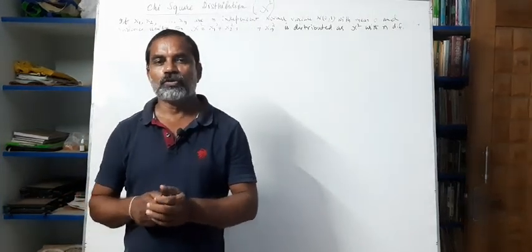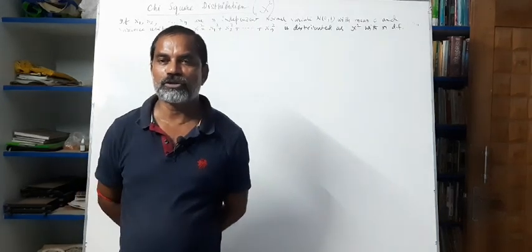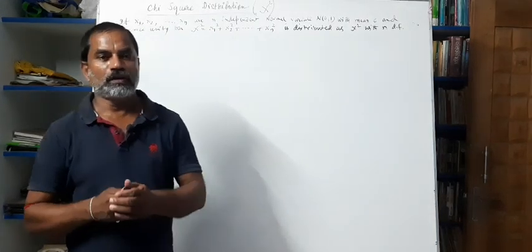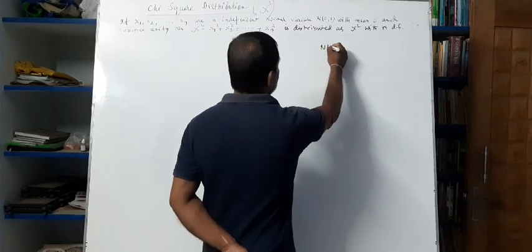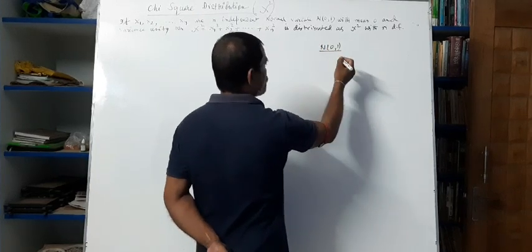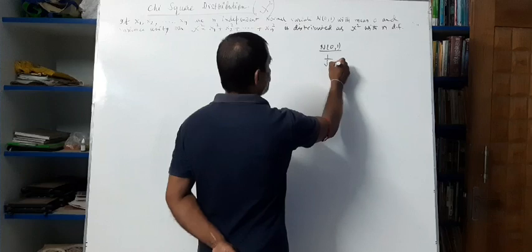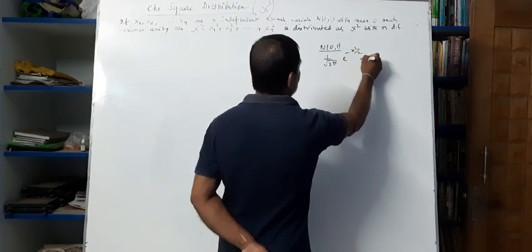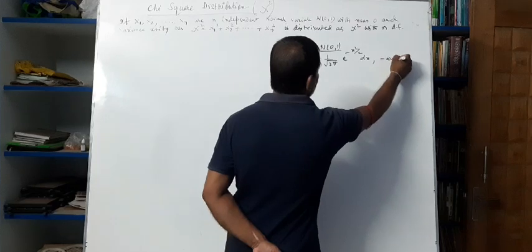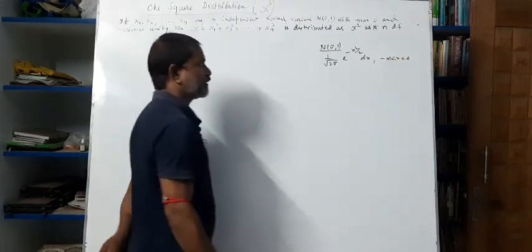To tell you about the chi-square distribution, we first tell you about the normal N(0,1) variate, that is, the normal N(0,1) distribution, which can be written in the form 1 by root over 2 pi e to the power minus x square by 2 dx, where minus infinity less than x less than infinity.